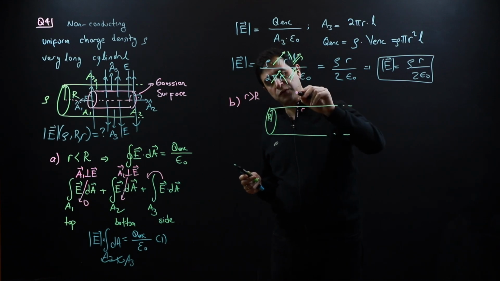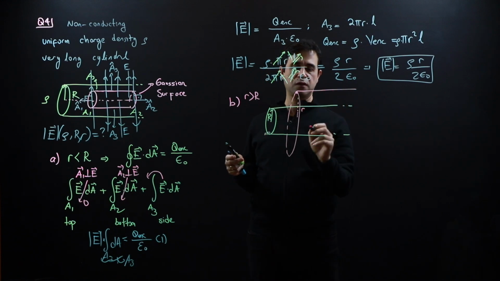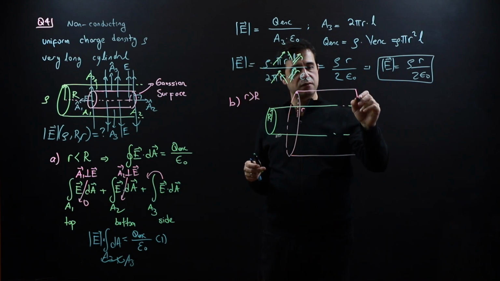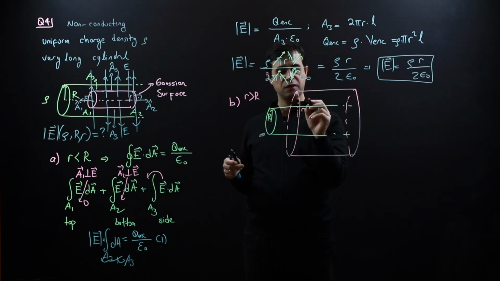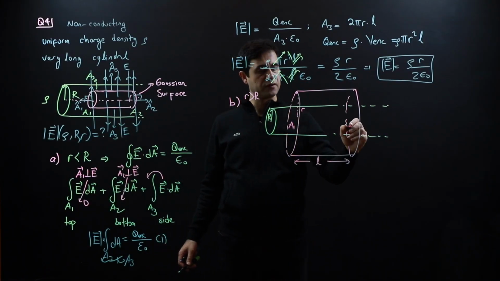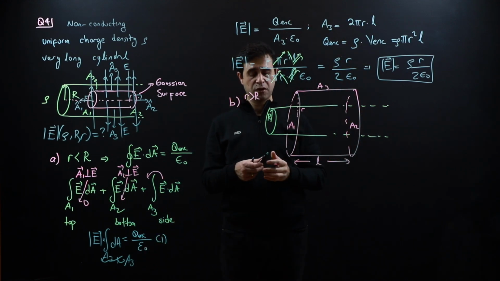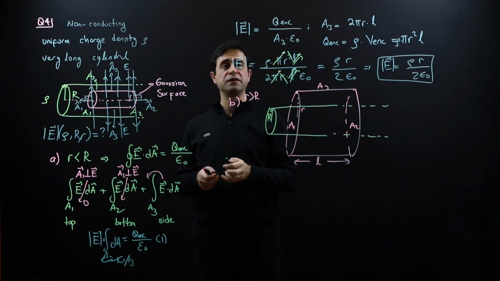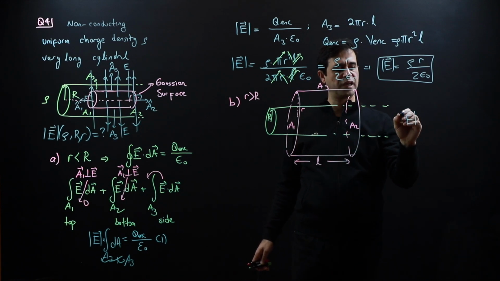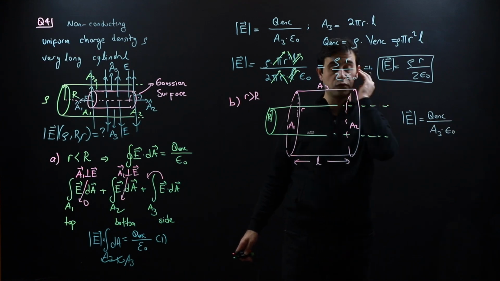So the Gaussian surface for this is going to be again a cylinder, but this time it's going to be a cylinder which will include the original cable inside. And again, it will be like that, right? The length of the cylinder is again L. Now it's again the same idea. This is A1, this is A2, and the side part is A3. All of these things are exactly the same. So the magnitude of the electric field is again equal to Q enclosed divided by A3 multiplied by epsilon 0.